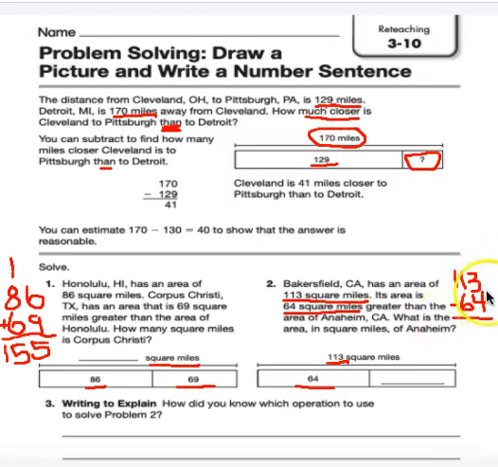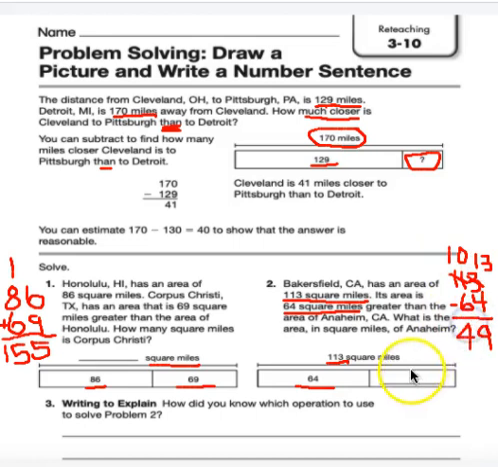And again, you have more on the top than on the bottom, so you've got to go next door and do some regrouping. So I'm going to change my 11 to 10. And my 3 is actually going to become a 13 after I bring 10 over to regroup it. So 13 minus 4 is 9. And 10 minus 6 is 4.